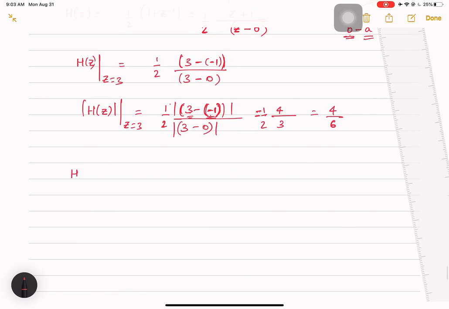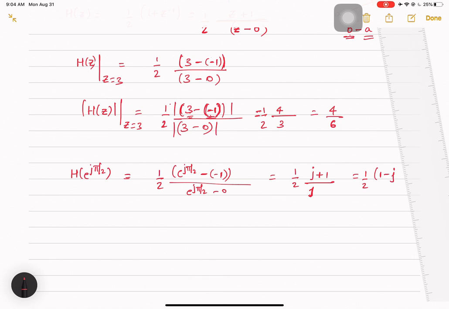So we'll evaluate it geometrically here. So this is nothing but half e power j pi by 2 minus of minus 1, divided by e power j pi by 2 minus 0. So this is half into, what is e power j pi by 2? It is nothing but plus j. So j plus 1 divided by j. So this will be nothing but half of 1 minus j.